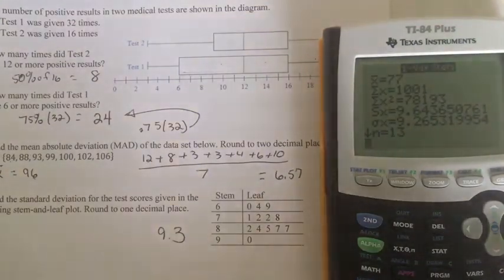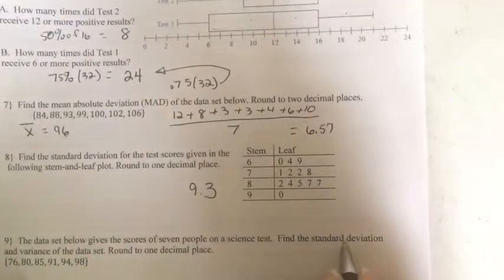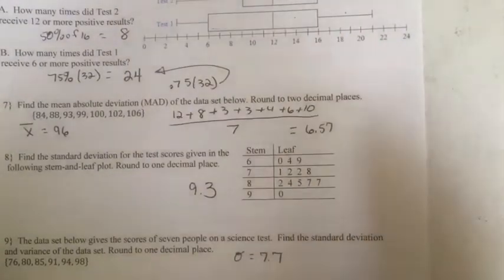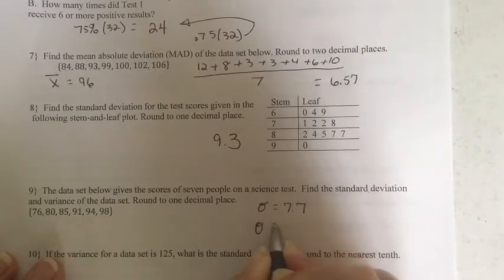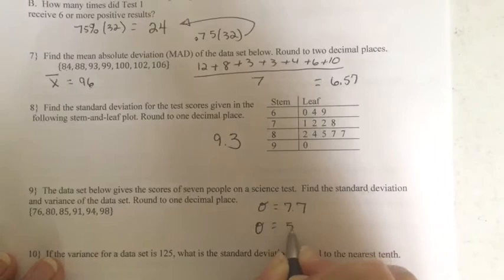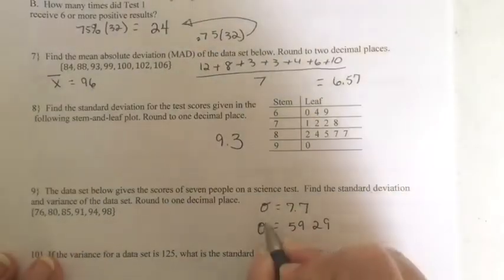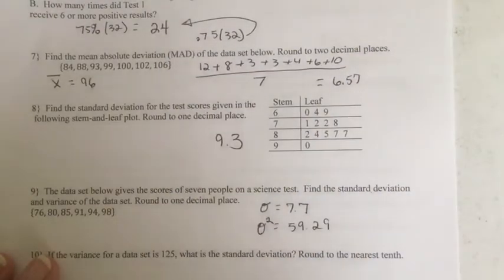Question number 9. Again, putting it into the calculator, you can get the standard deviation to be 7.7. If you need to square it to get the variance, you do get 59.29. Rounding it to one decimal place, it would have been 59.3.